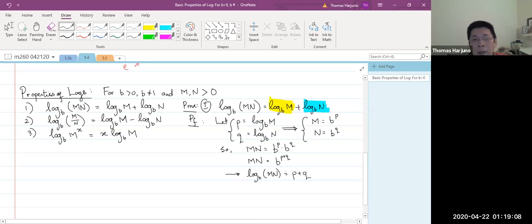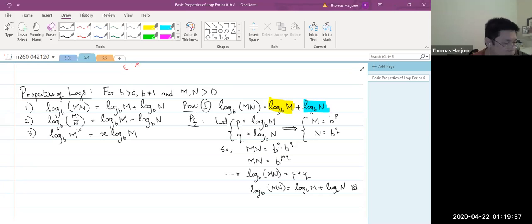Now I put that P and Q back: log base b of mn equals log base b of m plus log base b of n. That's what we wanted to prove. That's for the first one.